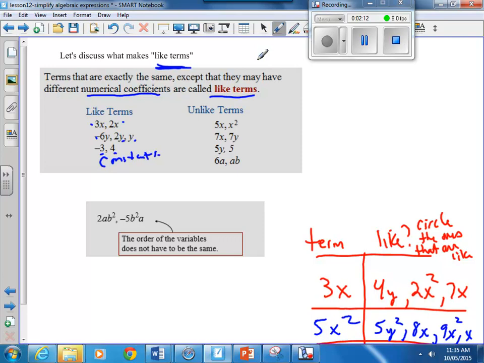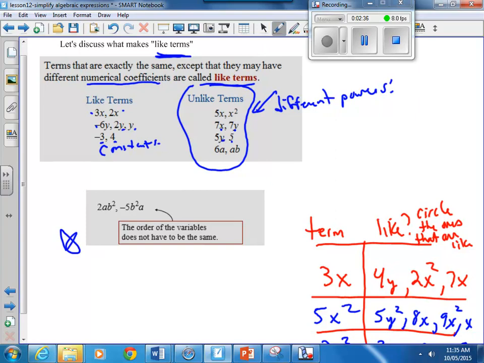Unlike terms. 5x and x squared: same variable, but raised to different powers, so they are unlike. 7x and 7y, you don't even have the same variable. 5y and 5, you have a constant and a variable term. So these are all unlike terms. You would not combine them, in other words.